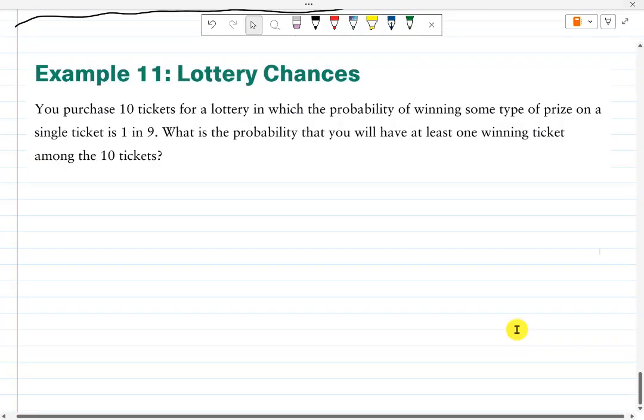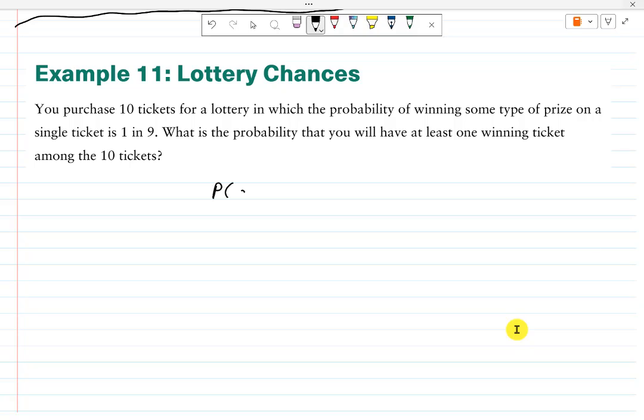In our last example, we buy 10 lottery tickets. A single ticket has a chance of winning of 1 in 9, so your chance of losing is 8 in 9. What is the probability that you will have at least 1 winning ticket among the 10 tickets? I'm going to say the probability of at least 1 winner equals 1 minus the probability of 0 winners.